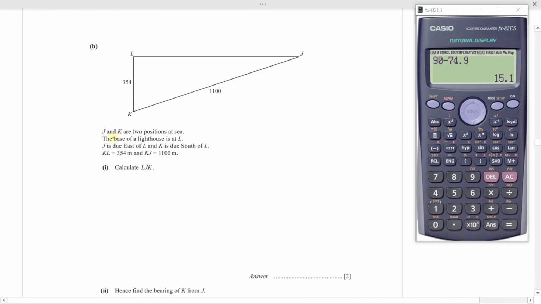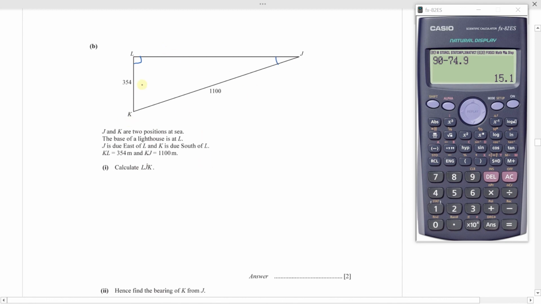Part B: J and K are two positions at C. The base of the lighthouse is at L. J is due east and K is due south of L. So that means this angle is 90 degrees if this is east and this is south. Then this is 354, this is 1100 meters. Calculate the angle LJK. LJK is this angle that we need to calculate.